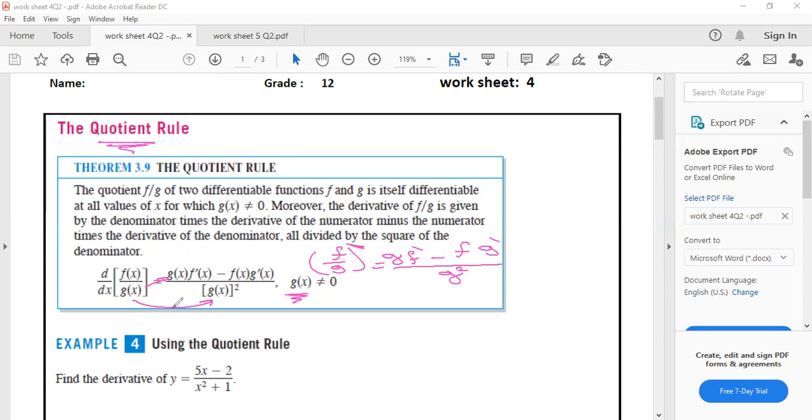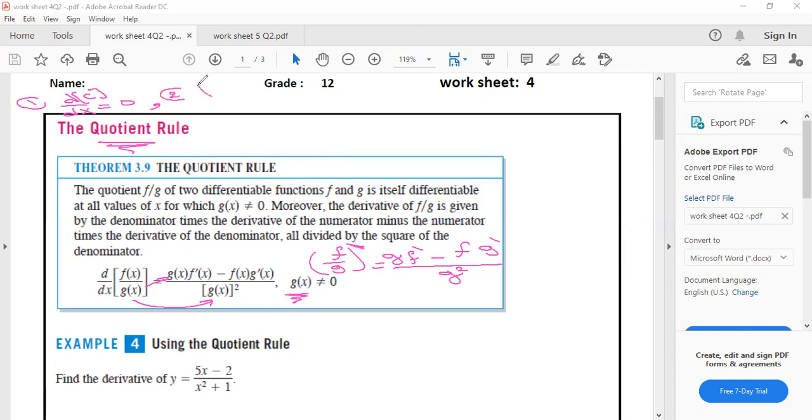But before I begin to solve example number 4, you have to remember the basic rules of differentiation. I'll try to keep them at the top of the screen when I am solving. The derivative of any constant with respect to x is 0. Constant means any number: derivative of 5, derivative of 3, derivative of negative 100, in any case, okay? That is rule number 1.